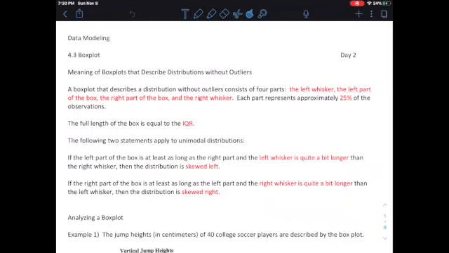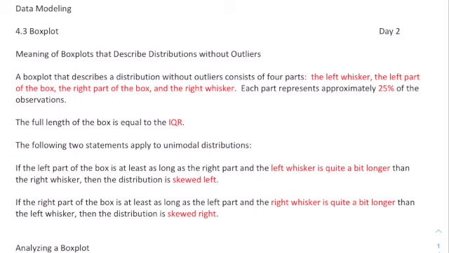Hello everyone, today we are talking about the box plot. We'll review a little and then move on to the new stuff. The meaning of the box plot is that it describes the distribution without outliers, and that's what we did last time. You guys are really good at finding the five-number summary and plotting your box plot. There are a couple other things I want to talk about.